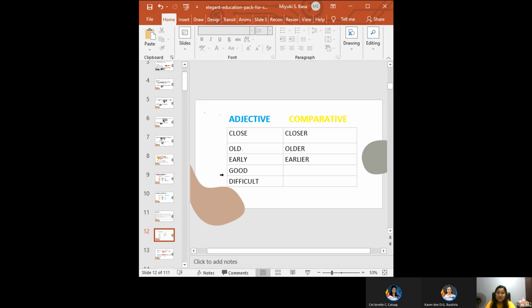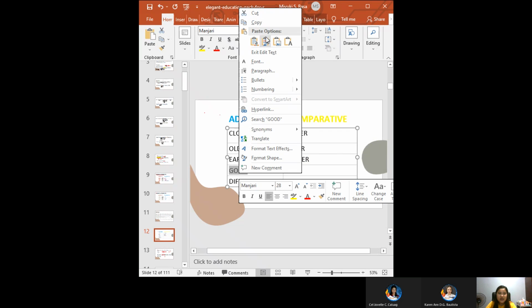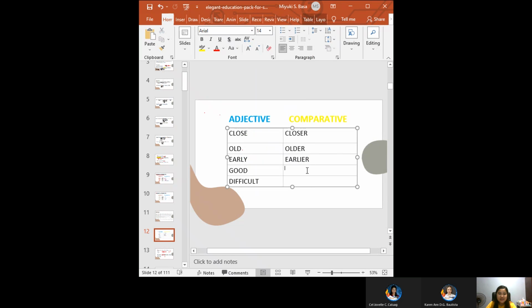Now for the fourth one, Miss Kaluwag again. You're raising your hand. Hello, Miss Kaluwag. Is Miss Kaluwag around? Okay, how about you, Miss Bautista? What do you think is the comparative adjective of the word good? Is it better, ma'am? Okay, that's right. The comparative adjective of the word good is better because it is an irregular adjective. Do you understand, guys?